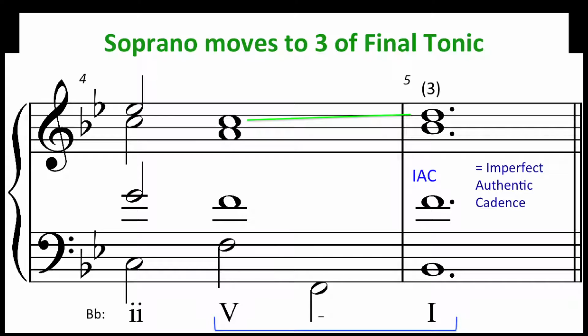Bar 4 and 5. Finally, on the cadence, soprano moves to the third of the tonic triad instead of the root. This is permitted. The soprano may take any tone of the tonic triad when the voice leading is acceptable. As a result, we label the cadence IAC, which means imperfect authentic cadence, on account of the soprano taking the third.